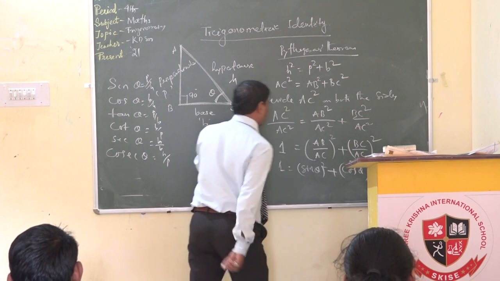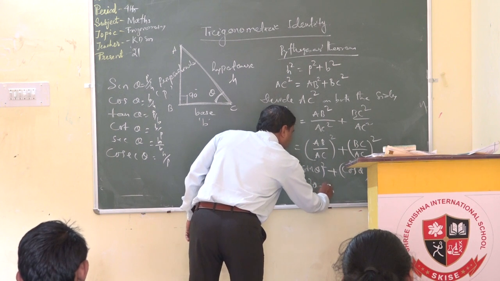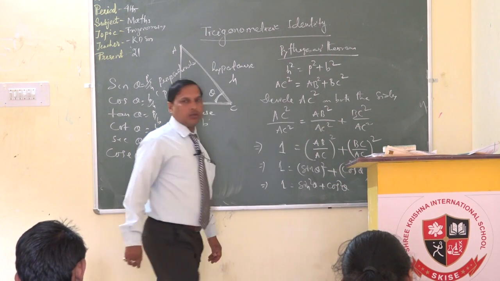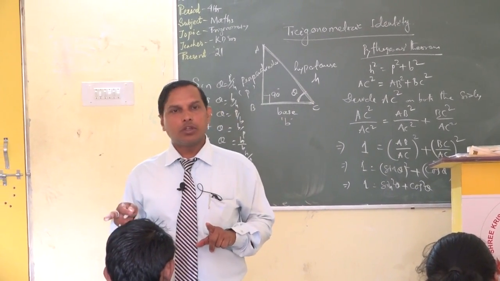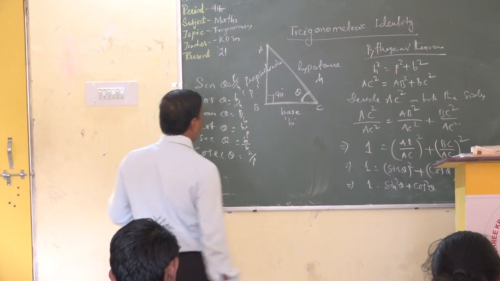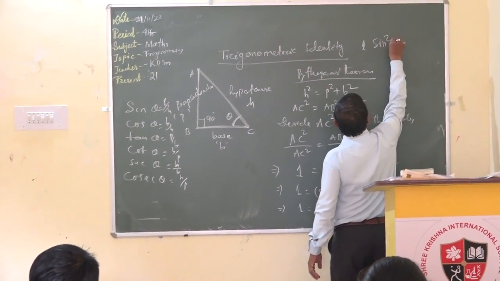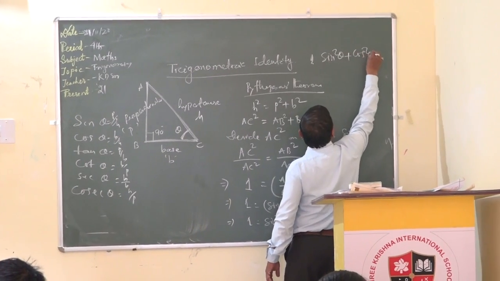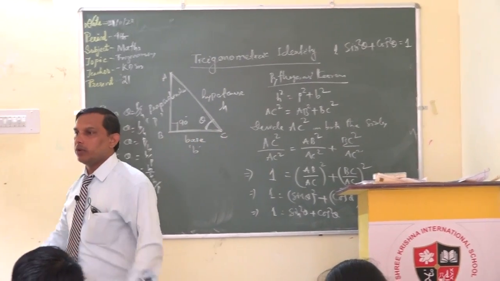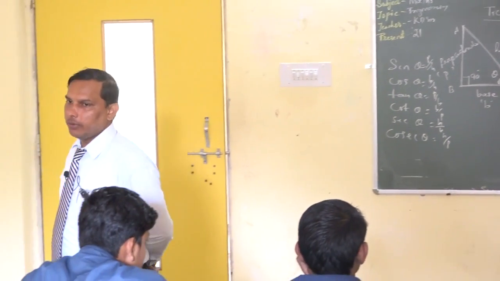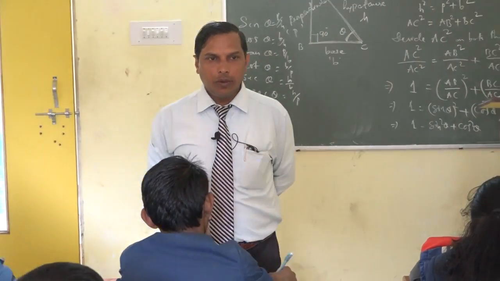B by H means cos theta. So sin theta whole square plus cos theta whole square. Now we get 1 equal to sin square theta plus cos square theta. Sin theta whole square is sin square theta, and cos theta whole square is cos square theta. Sin square theta plus cos square theta is equal to what? 1. So we get identity number 1: sin square theta plus cos square theta equals 1. This is the first identity of the trigonometric ratios. Clear all of you?